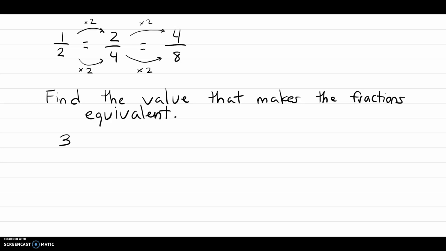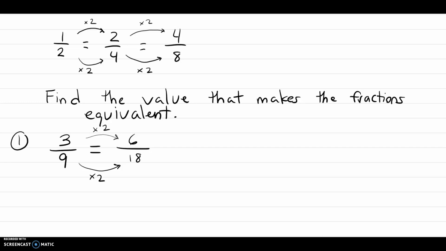So here I'll give you 3/9 equal to 6 over, and we don't know. So what's the value that would make these two fractions equivalent? What would have to go in the denominator? You ask yourself, what do you multiply by 3 to get 6? Whenever we multiply, we have to do the same to the bottom. So we multiply the top by 2, because 3 times 2 is 6. You do the same thing on the bottom. So 6/18 and 3/9 are equivalent fractions.